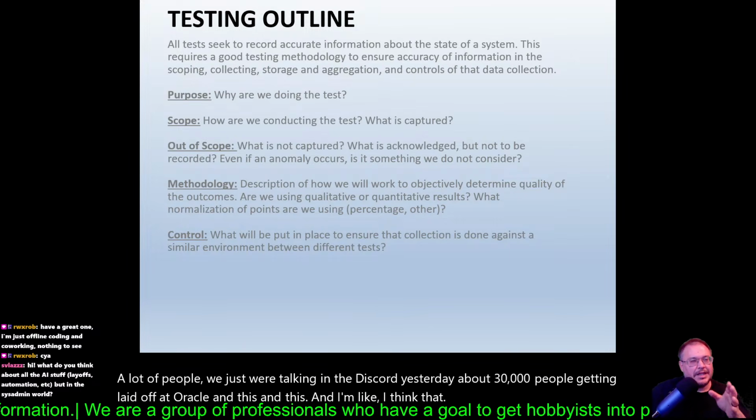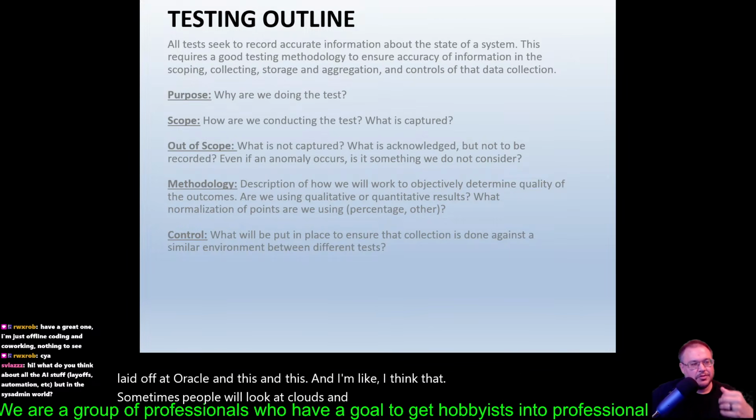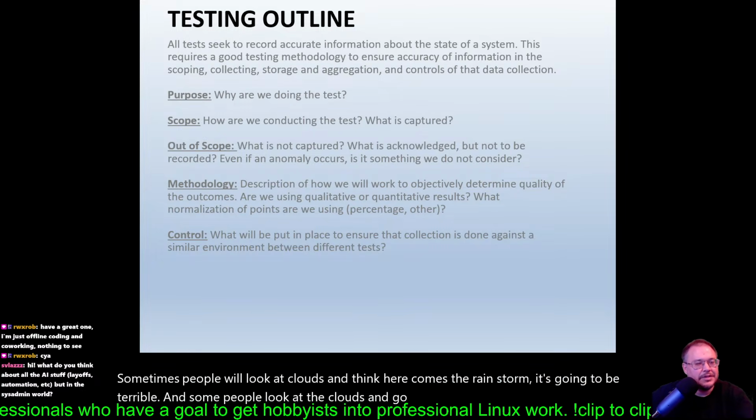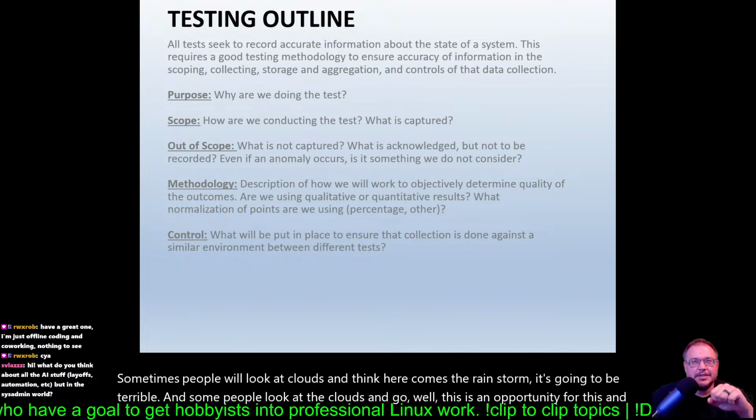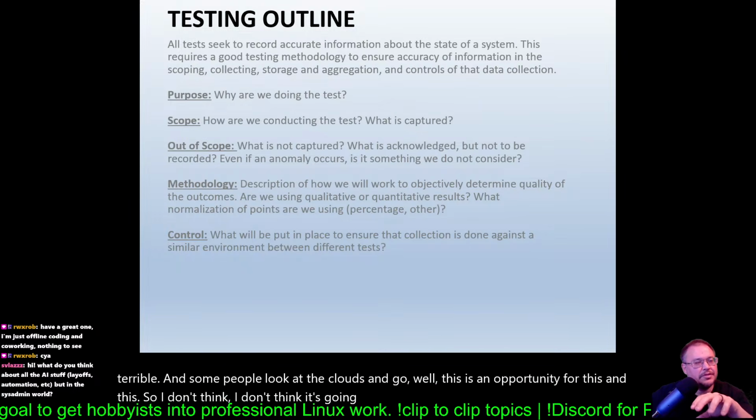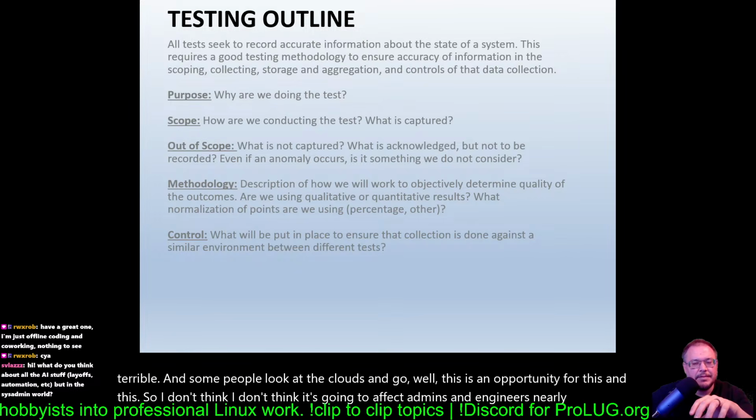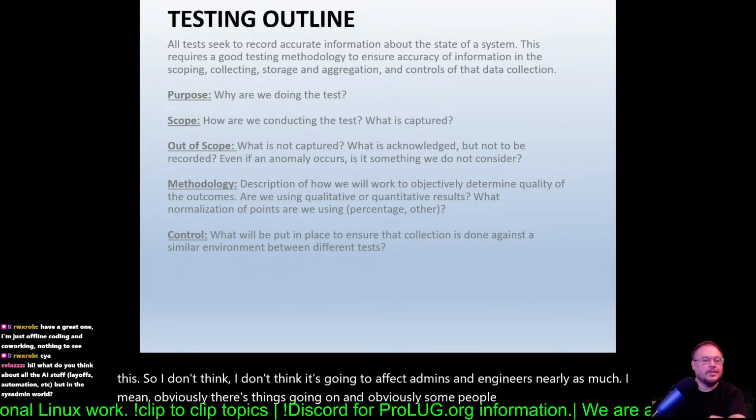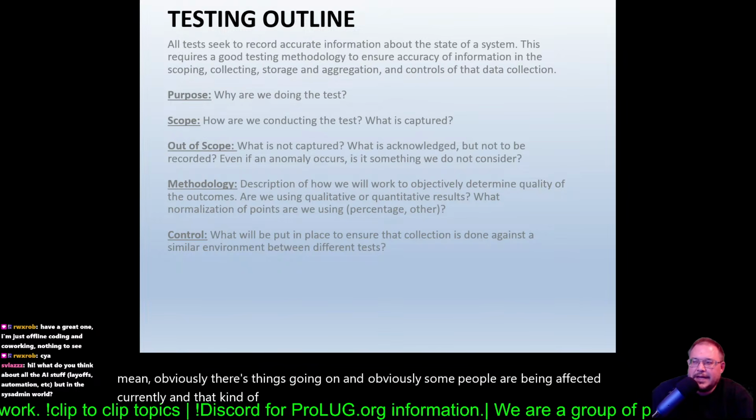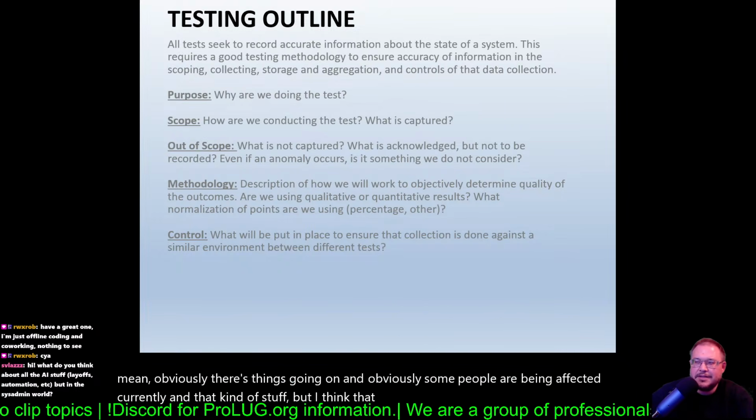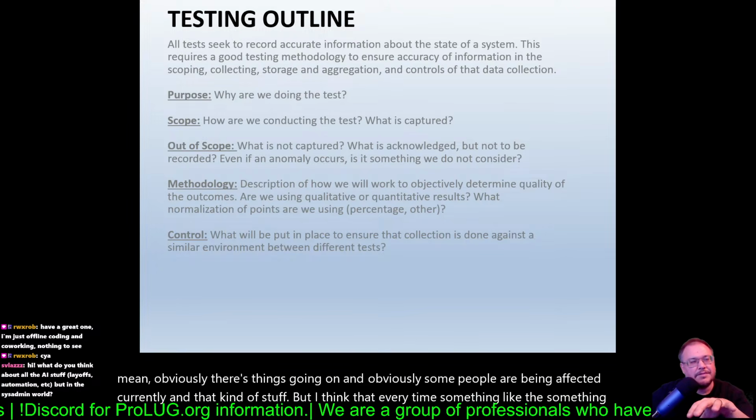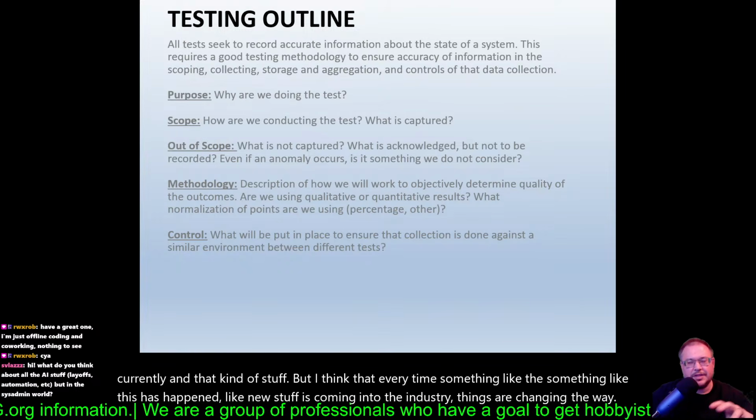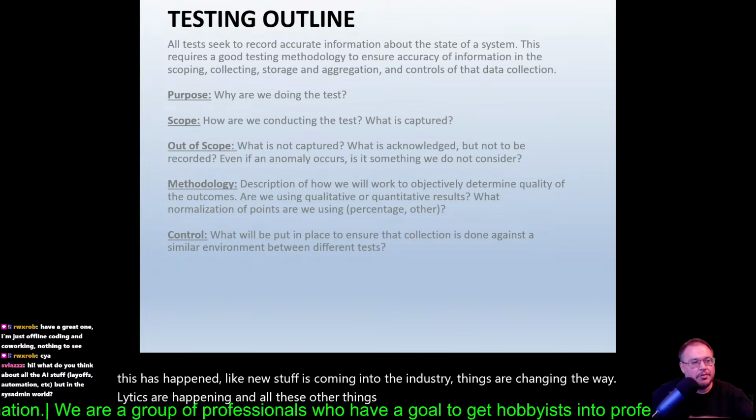sometimes people will look at clouds and think, oh, here comes the rainstorm, it's going to be terrible. And some people look at the clouds and go, well, this is an opportunity for this and this. So I don't think it's going to affect admins and engineers nearly as much. I mean, obviously there's things going on, and obviously some people are being affected currently. But I think that every time something like this has happened, like new stuff is coming into the industry, things are changing the way analytics are happening, and all these other things have changed for how people code, right?